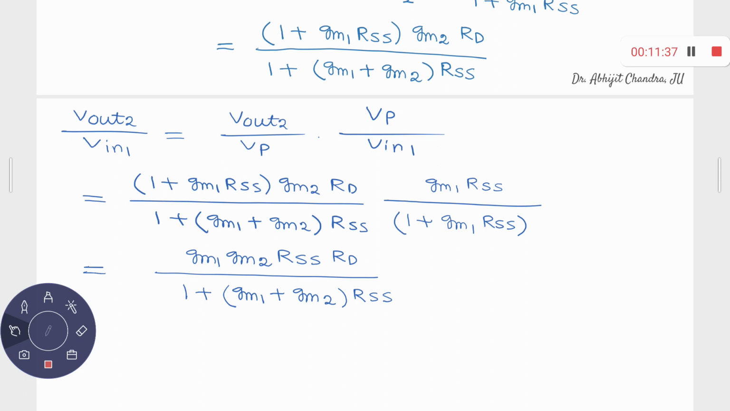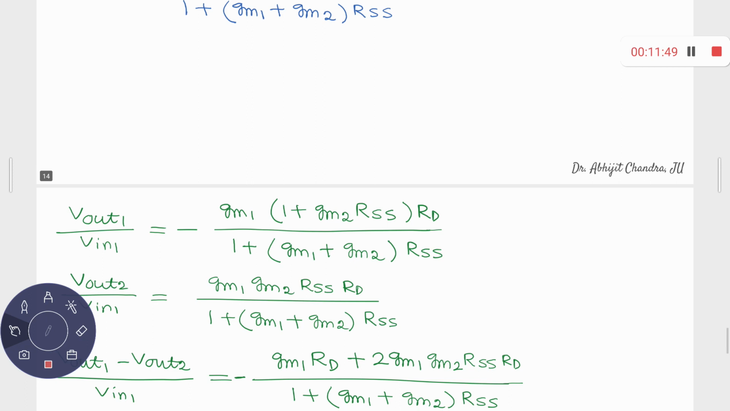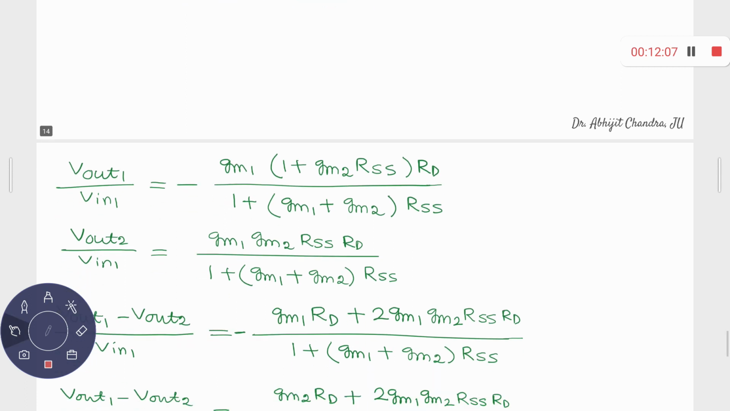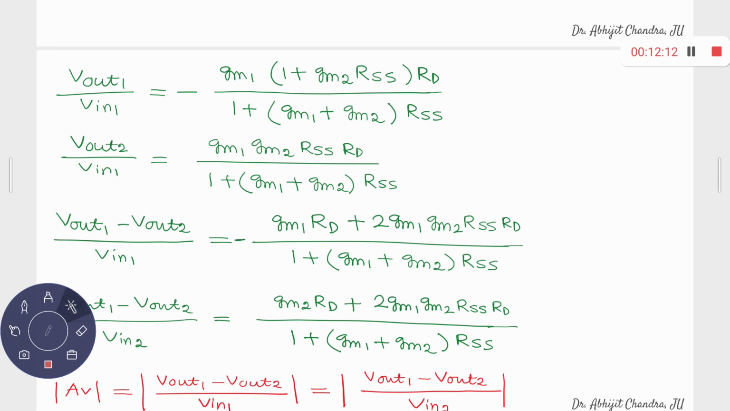So when you are calculating V out 1 minus V out 2 upon V in 1, it is nothing but the summation of each of these. So you have got V out 1 upon V in 1 as minus GM1, this big expression that you have got, and this time we have got V out 2 upon V in 1, this expression. So what is V out 1 minus V out 2 upon V in 1? Just the algebraic summation. So V out 1 minus V out 2 upon V in 1 is minus GM1 RT plus twice GM1 GM2 RSS RT upon 1 plus GM1 plus GM2 RSS.